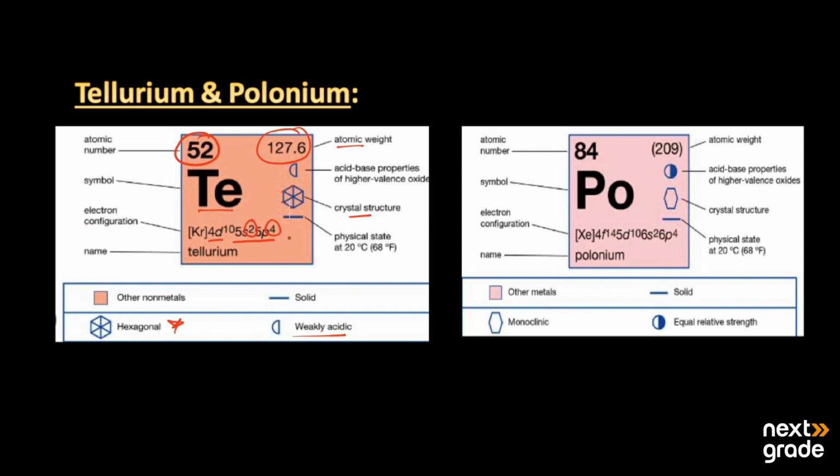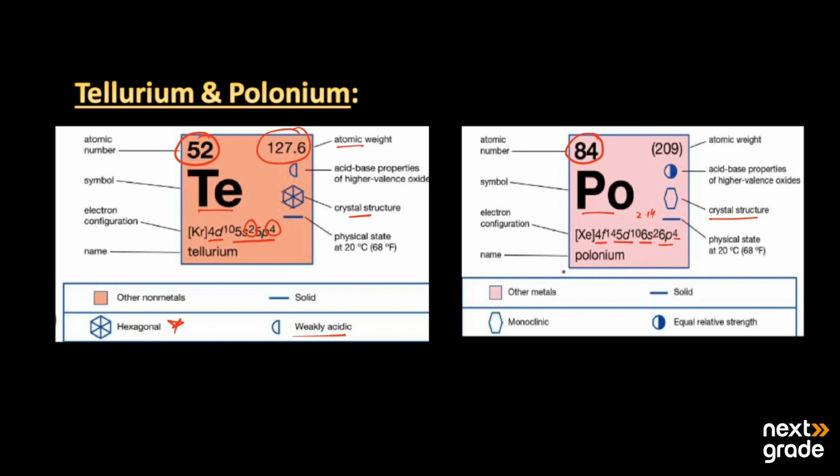After this, we have the last element of group 6A, which is polonium. Here, its atomic number is 84, and according to this, for its valence shell configuration the f subshell is also involved. So we have 4f14, 5d10, 6s2, and 6p4. So again, 6 electrons in the valence shell, 2 plus 4.